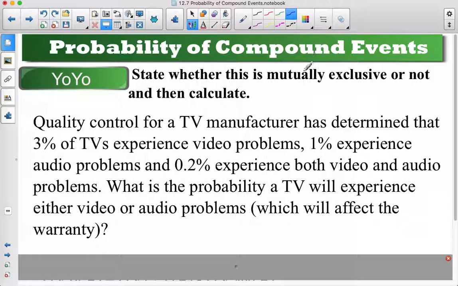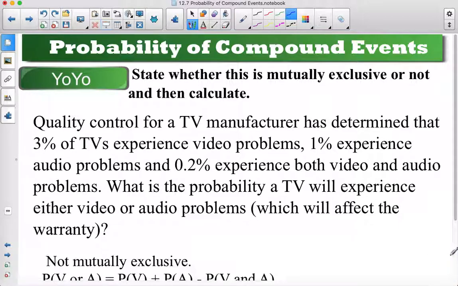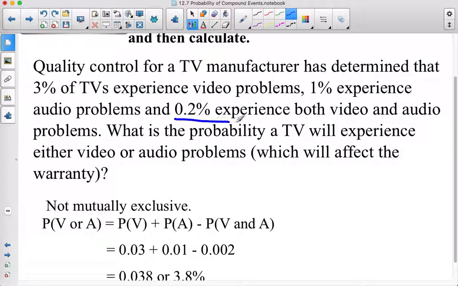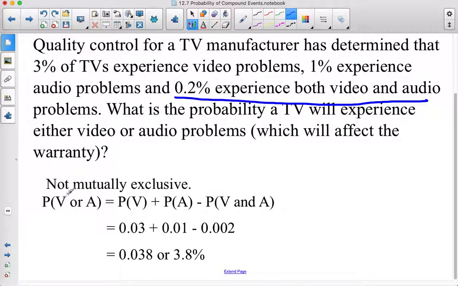So the first thing you should ask yourself is, are these two events mutually exclusive or not? And these are not mutually exclusive events. The reason why is because we know 0.2% of TVs have both video and audio. They could have both problems. So what's the likelihood of having video or audio?